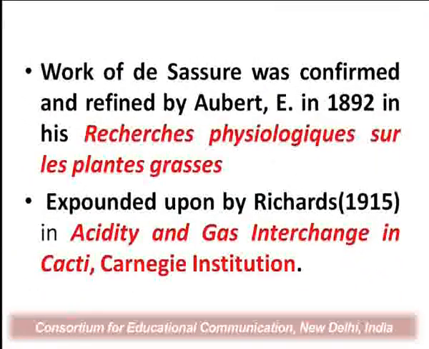The work of de Saussure was finally confirmed by other scientists like Aubert as late as 1892, who also published his results in his book, and Richards in 1915 had a chapter by the name Acidity and Gas Interchange in Cacti, published by the Carnegie Institution, where he had specially mentioned that the work of Saussure was experimentally proven. But then nobody knew the mechanism or the physiological basis of the entire process.